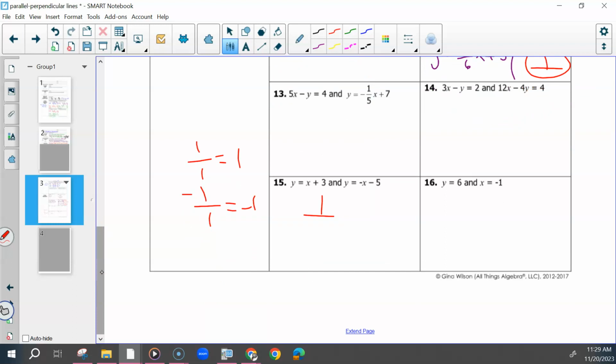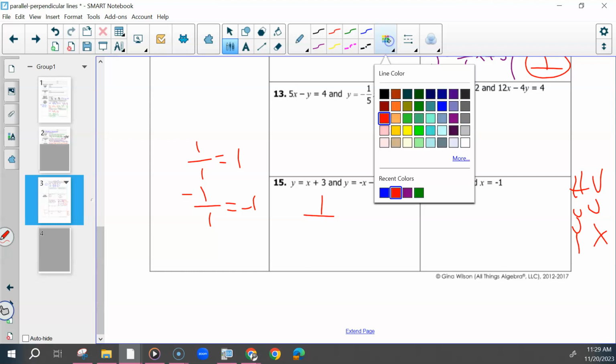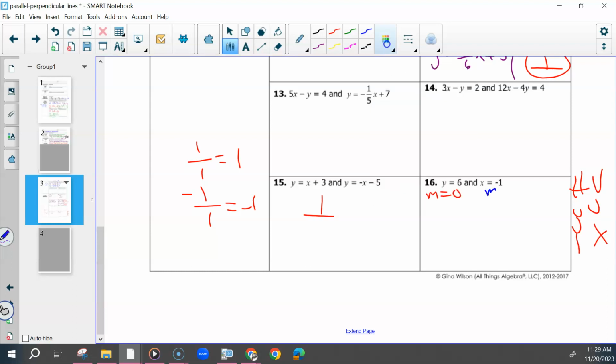16, you have to know the slopes. What would the slope of a y equals equation be? Zero. And then the slope of an x equals is undefined. So if we have a 0 and an undefined, these are parallel, perpendicular, or neither? Neither. Perpendicular. 0 and undefined will always be perpendicular.